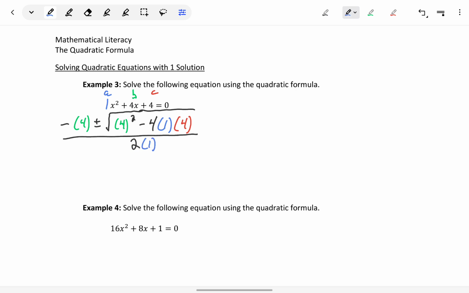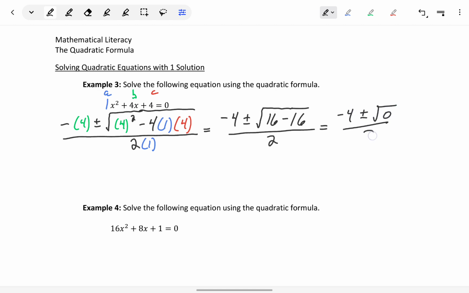We'll go ahead and put that 1 in there just as a placeholder, as we're still getting used to using this formula. Starting to simplify, this will be negative 4 plus or minus the square root of 16 minus 16 all over 2, which will be the same thing as negative 4 plus or minus the square root of 0 over 2.